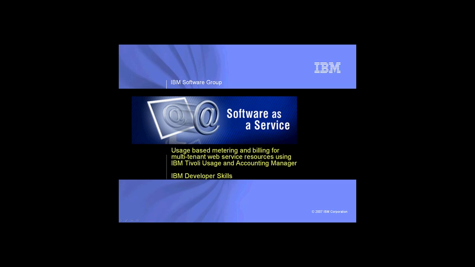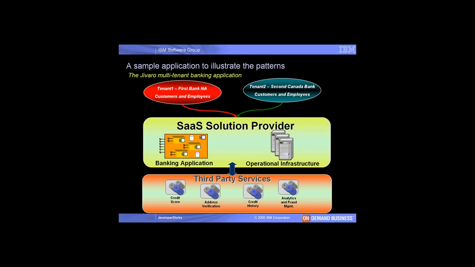However, a usage-based metering and billing solution will allow service providers to offer lower rates of usage to tenants who do not use a service heavily. This pattern is illustrated through a multi-tenant banking application built using IBM middleware.